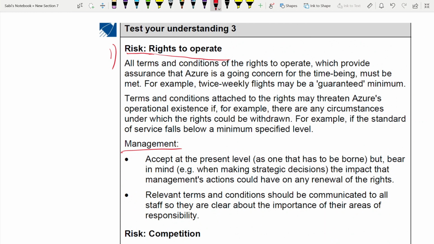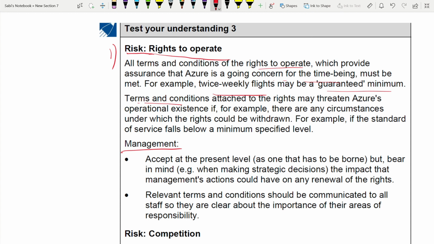So the first risk is what? Right to operate. When will you get the right to operate? When there's a going concern, the going concern that must be met for the time being. And also the twice weekly flight may be a guaranteed minimum. And also if there are any terms and conditions attached to this right, you need a right to operate air flights and all. You just cannot operate without the right, remember.